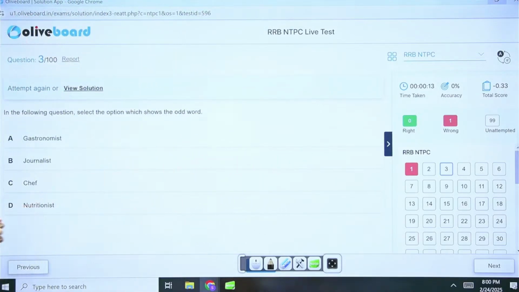So on that note, let's start the very first question. The very first reasoning question here we have, that is question number 3. The question is asking you to choose the odd one out. We have gastronomist, journalist, chef and nutritionist.